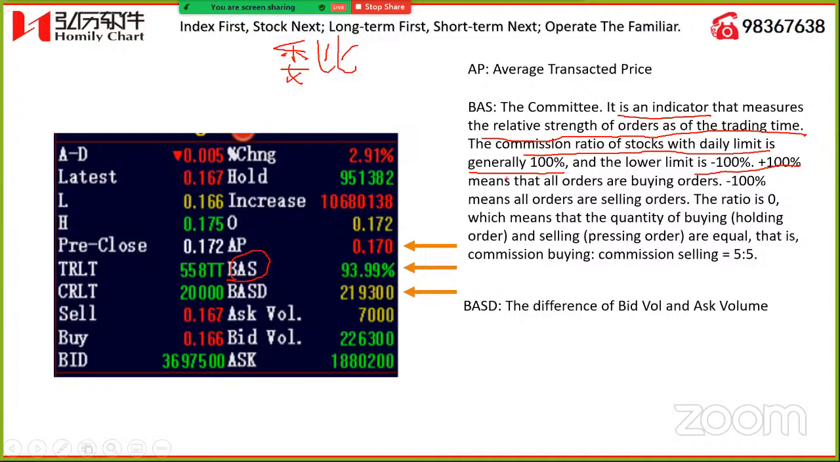Okay, let's finish reading the concept. 100% means all orders are buying orders. Minus 100% means all orders are selling orders. If the ratio is 0, it means that the quantity of buying and selling are equal.